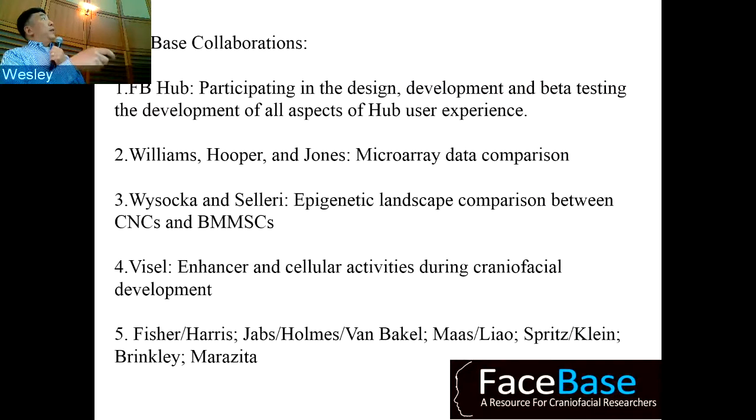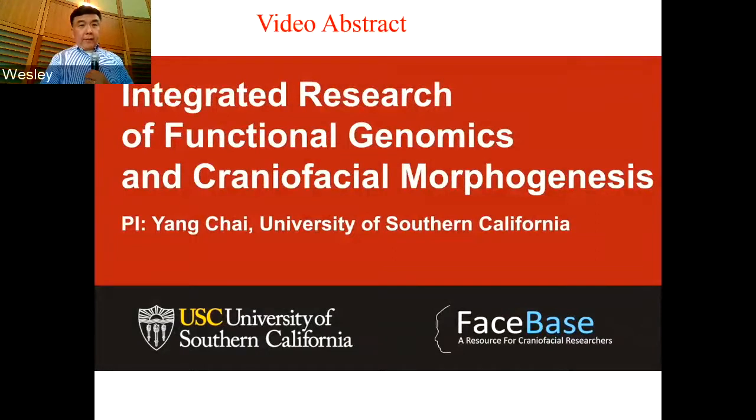And with Joanna's group, we're looking at some of the epigenetic landscape comparison between the cranial neural crest and bone marrow-derived stem cells in terms of their ability for tissue regeneration. With Axel, looking at enhancers and some of the cellular activities during development, and we hope we can develop additional collaborations and interactions with other spoke projects, through the interaction here and also during the poster session.